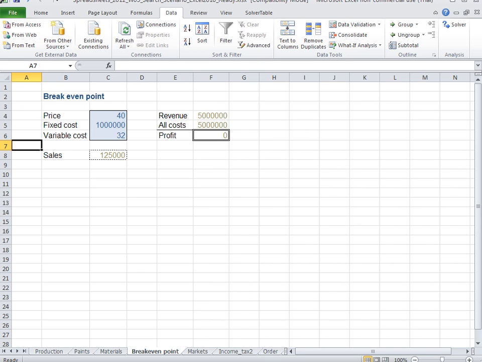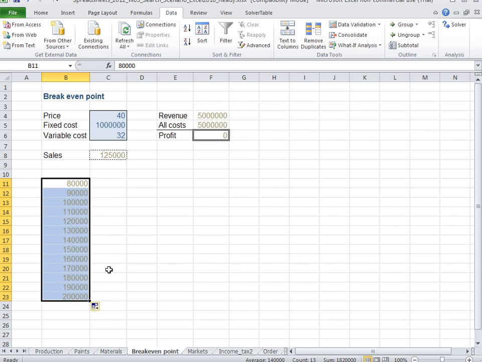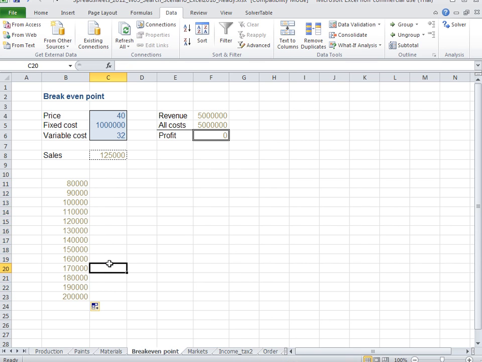For that, let's write in here 80,000 as a number of sales, and we can next write 90,000, and now we can copy these two formulas together. So let's select these two together and now copy them, and this way Microsoft Excel will take a pattern from there. Let's copy it until 200,000 for the sales number.